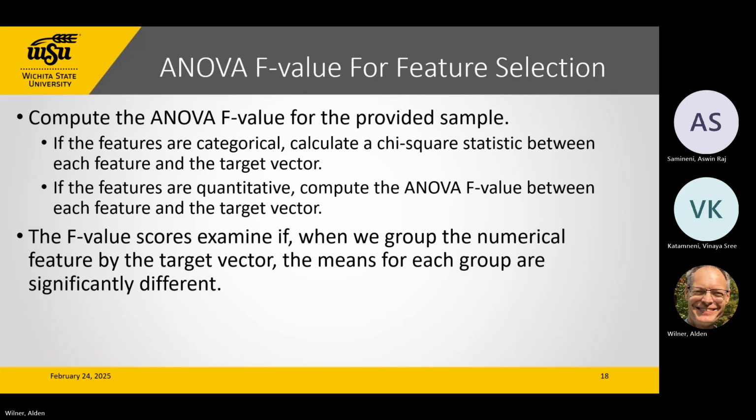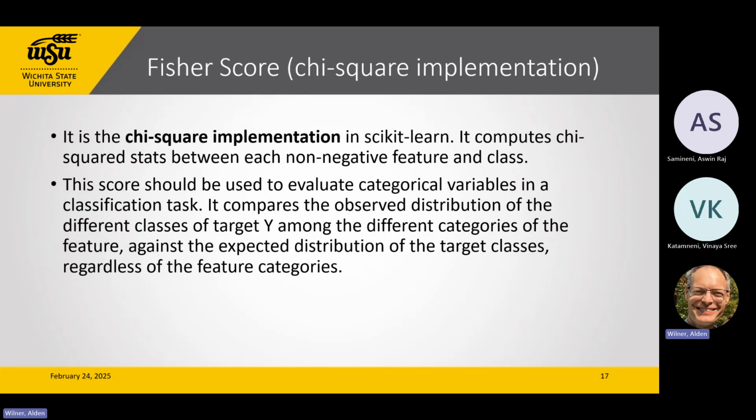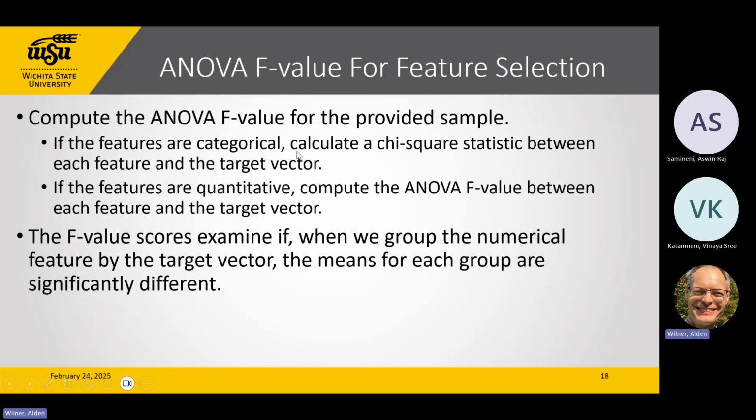ANOVA. And of course, this is the most popular way to do it. Analysis of variance. We're taking ANOVA if we're categorical using chi-squared, which we already talked about, Fisher score on here. So we calculate a chi-squared statistic between each feature and the target. If we're quantitative, we compute the ANOVA F value between each feature and the target vector. For the F value scores, we group the numerical feature by the target vector, and check whether the means for each group for the individual features are significantly different. Okay.